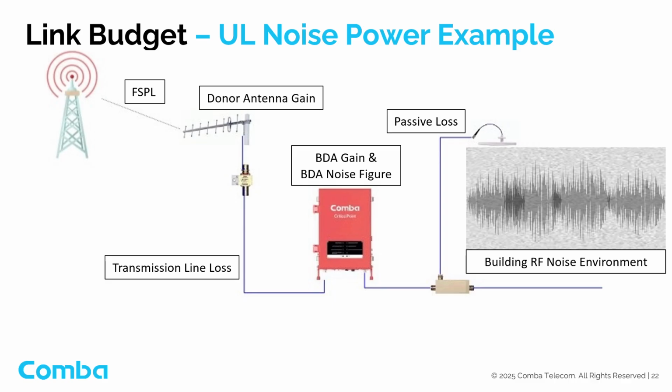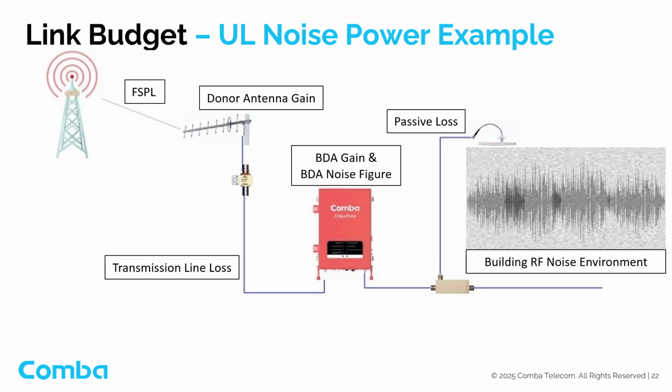Now we are ready to walk through a full uplink noise link budget example. The purpose of the uplink noise link budget is to ensure the system will comply with FCC noise emissions rules and to confirm the generated BDA noise will not raise the noise floor of the donor site receiver. Refer to the diagram on the screen showing a typical BDA system.